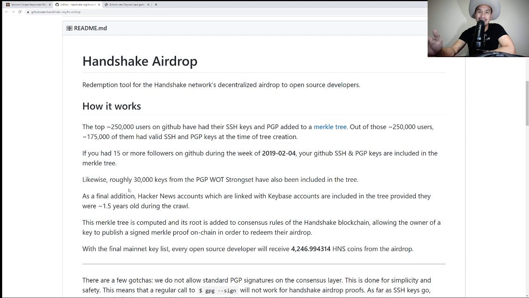250,000 users on GitHub based on how many followers they had. So if you have more than 15 followers, it's locked to your SSH key that you registered with GitHub, which most developers know how to do. But it's locked to your SSH key, which is kind of nice actually, because you don't have to reveal anything with Bitcoin or any other coin really. You just have to rotate that key out of wherever you're using it, and you can use that to go and claim these coins, especially if you don't trust them.